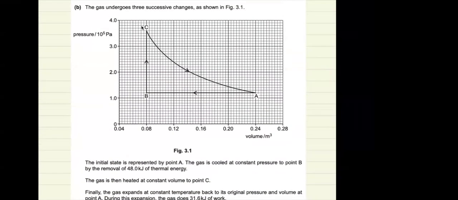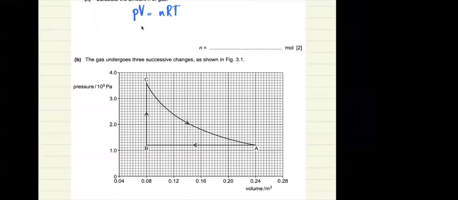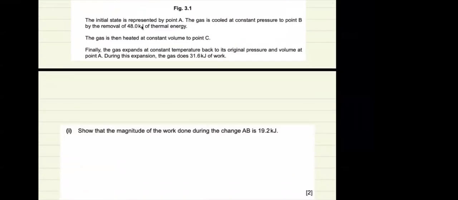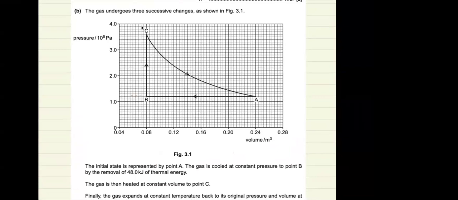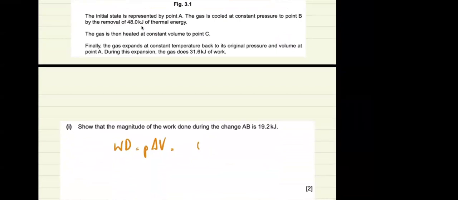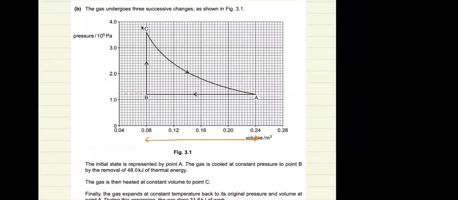Again, I'm also pretty sure this is what I did. Even this is what I did last year. It's definitely on the platform. So work done is just going to be P delta V. Pressure is this value, which is 1.2, and you take the change in volume, which is 0.24 and 0.08. The difference is 0.16 and 1.2. This is 10 to the 5.